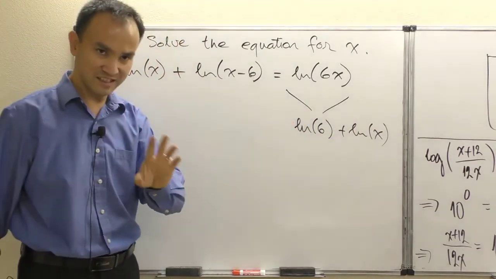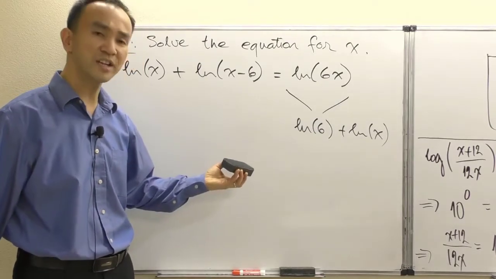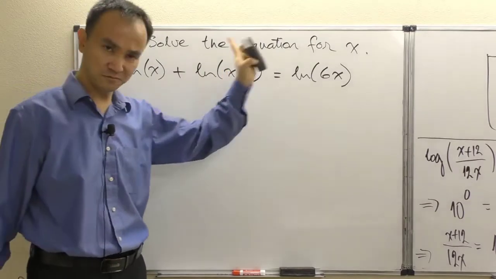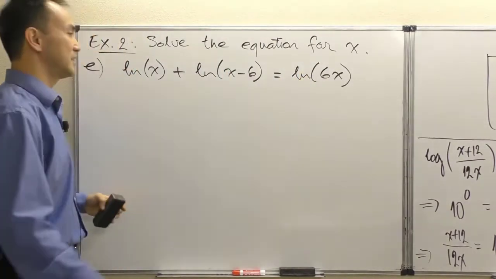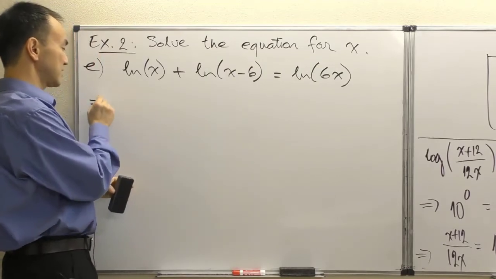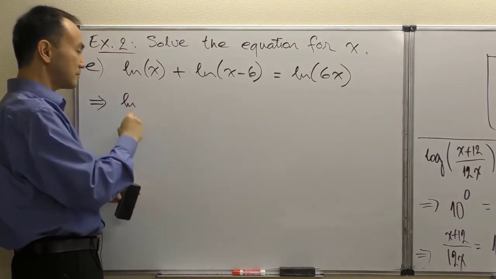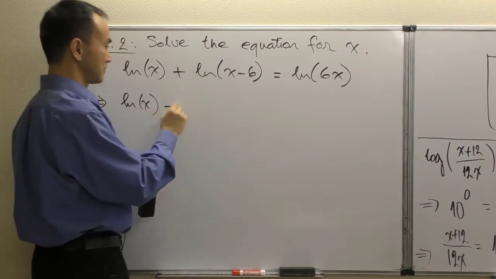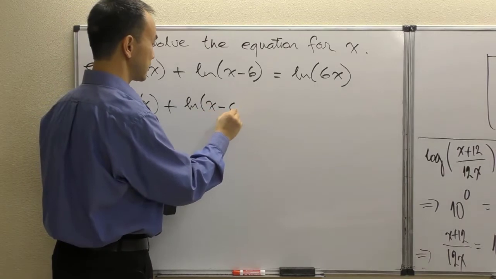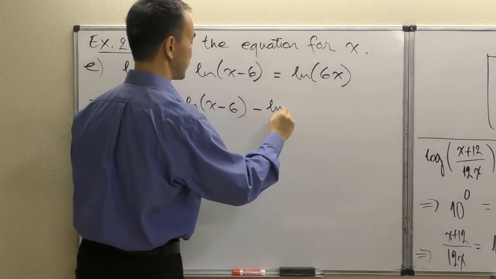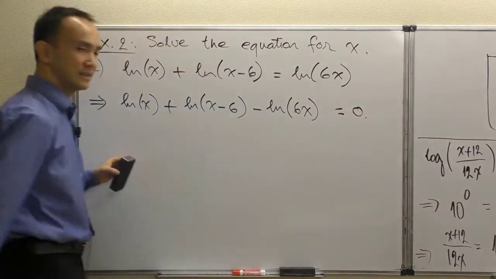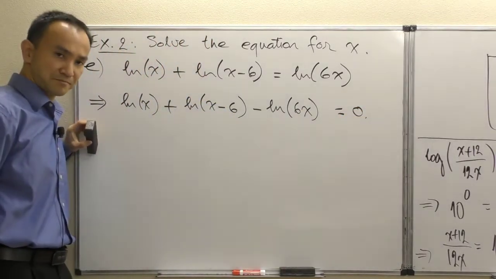I don't, it's not a working one. So now let's just stay with right here three log terms. Okay, I'm going to bring all log terms to one side. So here in my next step, I'm looking at natural log of x plus natural log of x minus 6 minus natural log of 6x equals 0. All right.